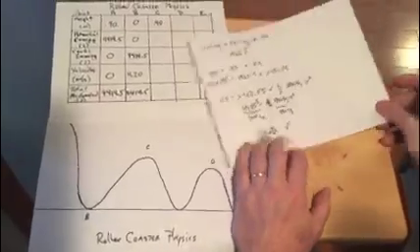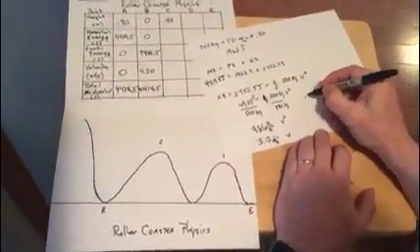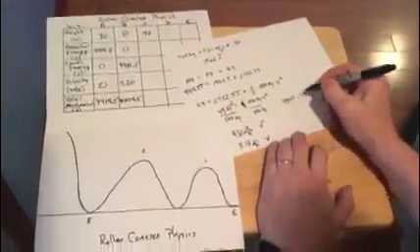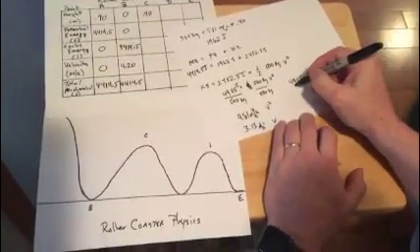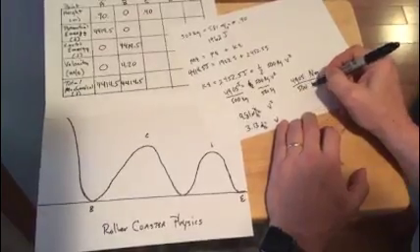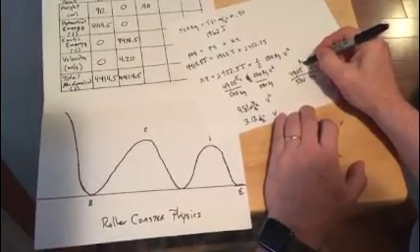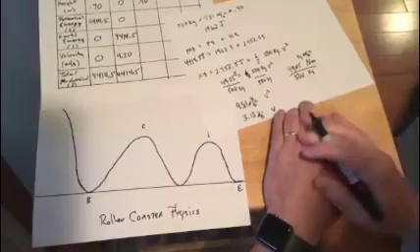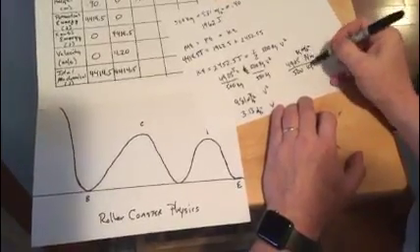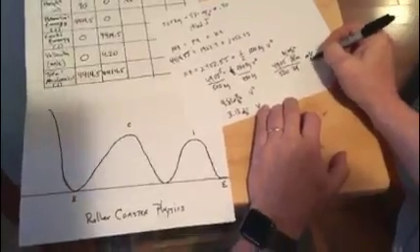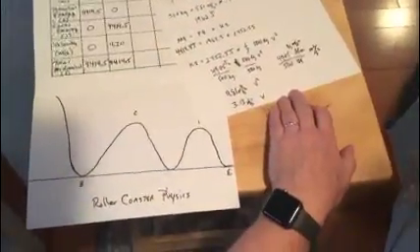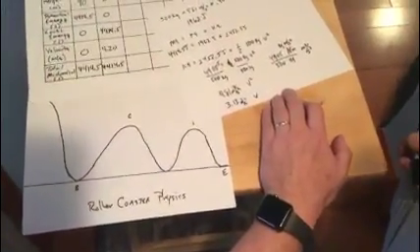So if we want to see that, let's do that out here. 4905 joules, which is Newton meters, divided by 500 kilograms. Well, Newton meters are kilograms meters squared per second squared, so kilograms and kilograms are going to cancel out. So that's how we get meters squared per second squared. When we take the square root of that, we get meters per second.